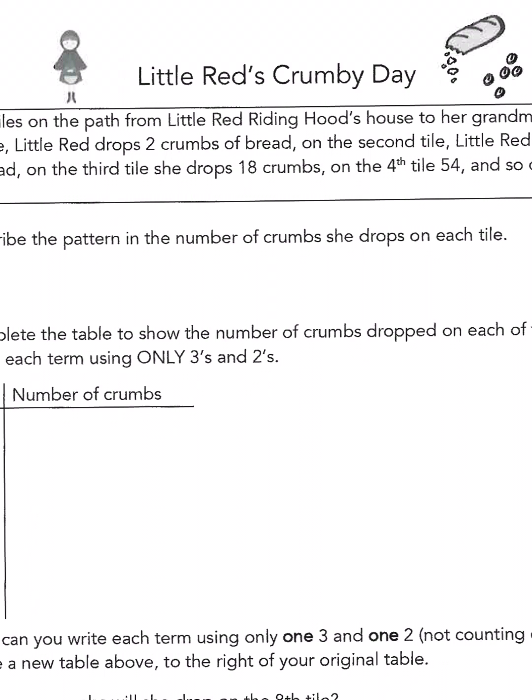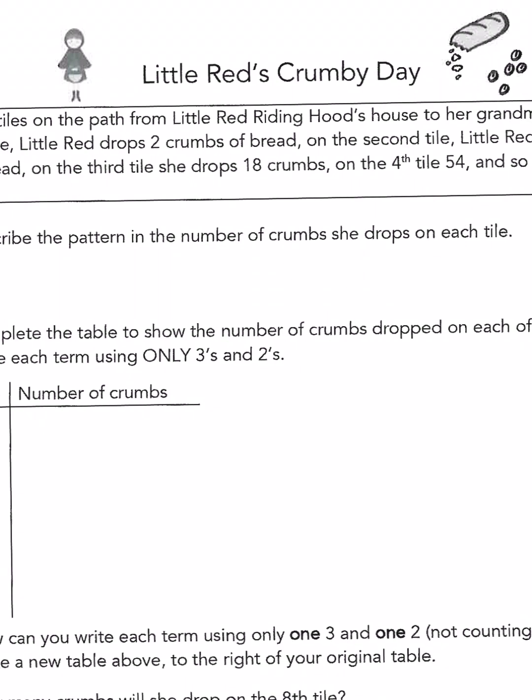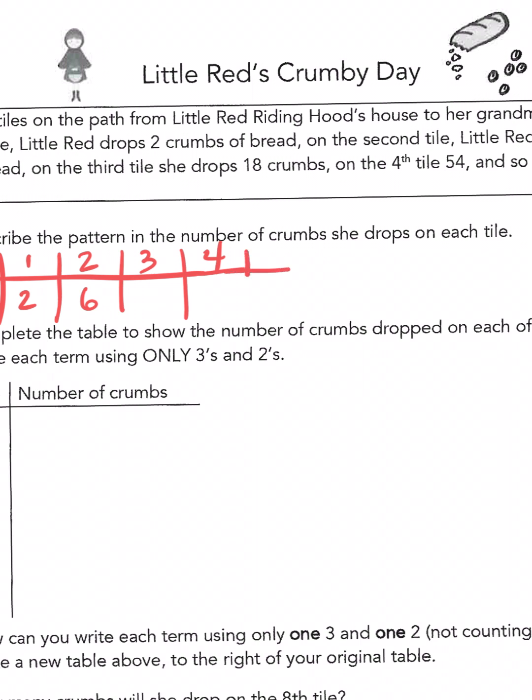So how can we do that? How about the number of the tile? Let's do this out. Tile number and crumbs. Maybe we write it out this way, we'll see it. So tile number 1, how many crumbs did she have? 2. On tile number 2, how many crumbs did she drop? Tile number 3, and then tile number 4. Fill it out and then see if you can find the pattern for the number of crumbs. If you write it out that way, sometimes it makes it easier, doesn't it?